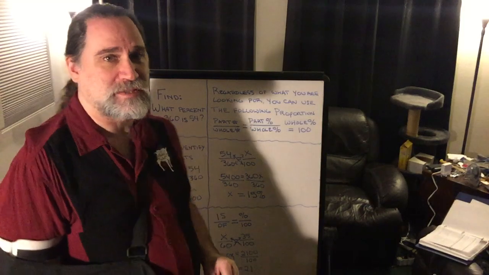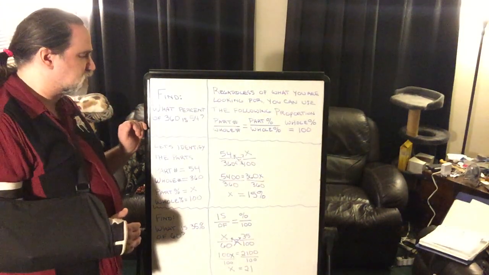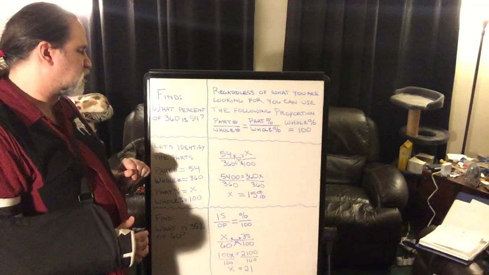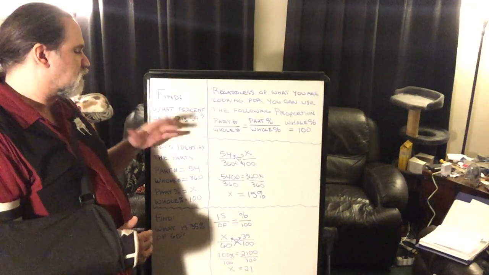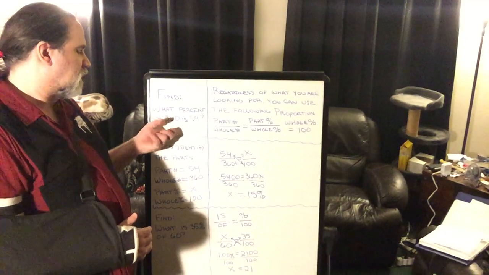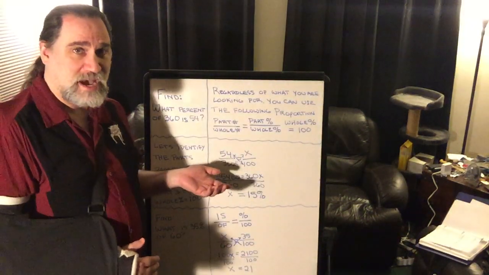So this may be the faster and simpler way to solve the problems that we were doing in the last lesson. We have this one here. It says, what percent of 360 is 54? So we're looking for the percent. If you remember back to the last lesson, we would have just said, okay, the percent would be X, and X times 360 would be 54, and then you would try to figure that out.